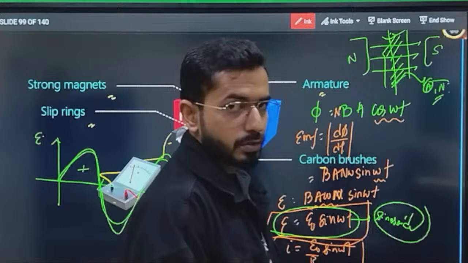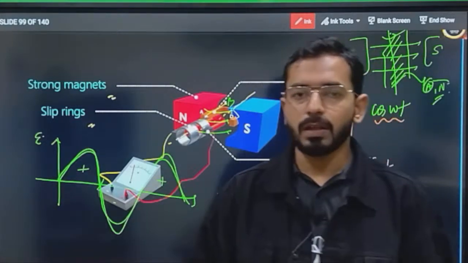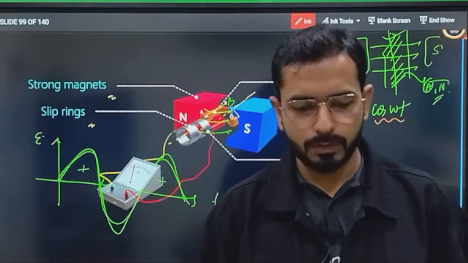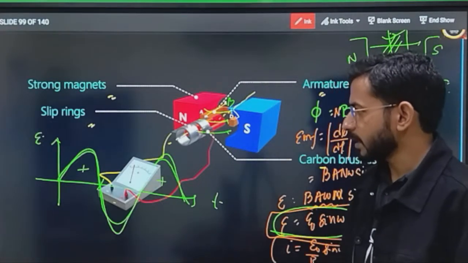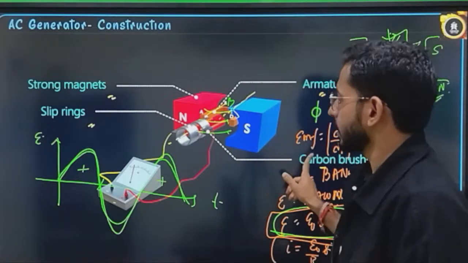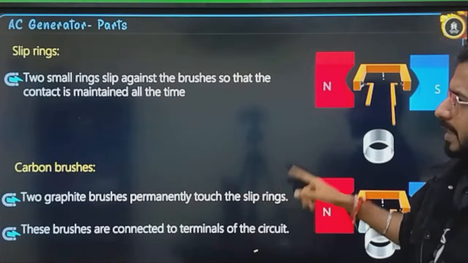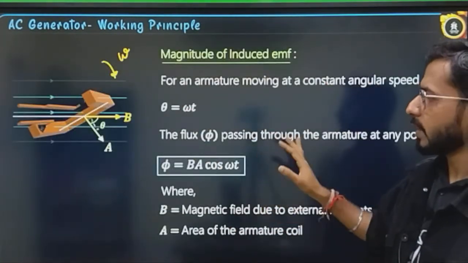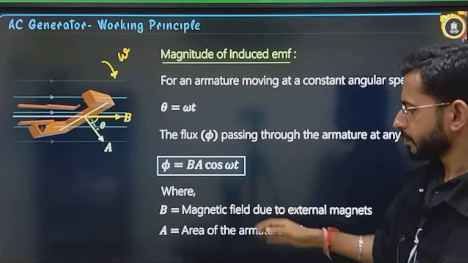The same I can say for current: it is also a sinusoidal function. That is the basics of the next topic, alternating current, a very important one. So this is the conclusion that I have to tell you. The rest of the things are theoretical, how you will write the working principle, all these things you have to mention in your exam paper.